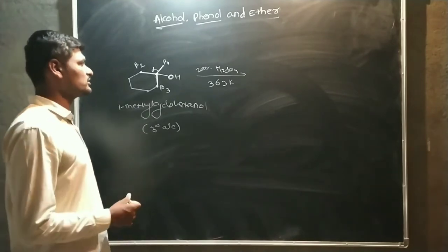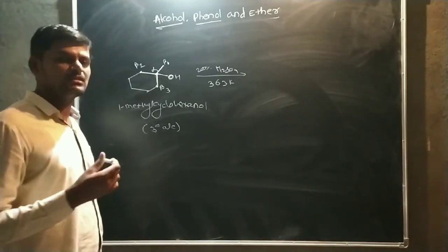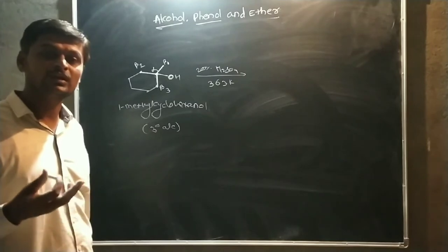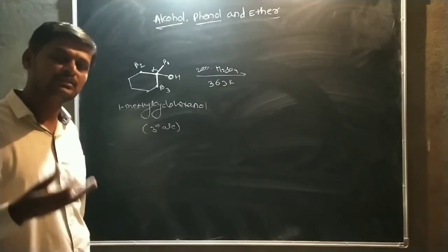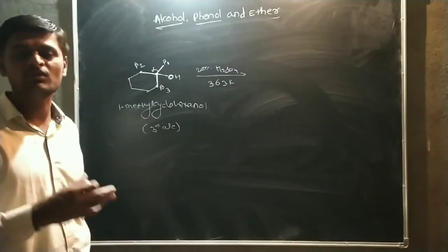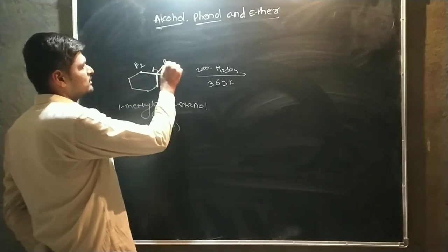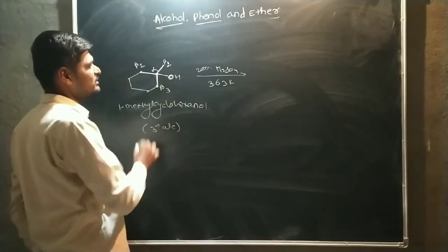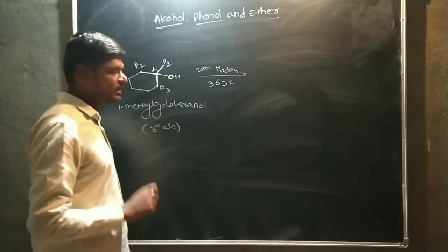Then according to Saytzeff's rule, the alkene is also formed from the beta carbon atom which contains the greater number of substituents, the greater number of alkyl groups. In this beta 1 carbon atom, there is only one beta carbon here. There is no other substituent attached to the beta 1 carbon atom.